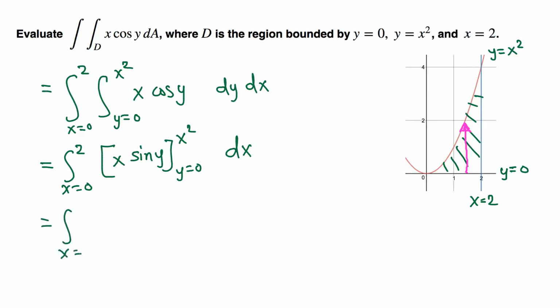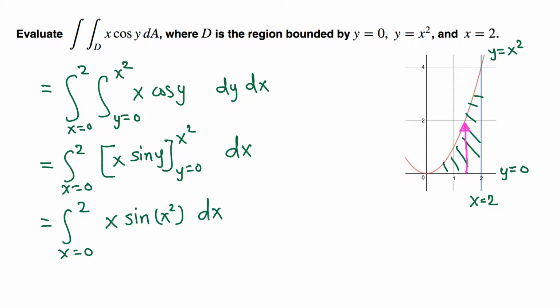So this integral for x 0 to 2, replace y by upper limit minus lower limit, so x times sine x square, minus lower limit y equals 0, so x times sine 0. Sine 0 is 0, so there is nothing. Now we need to integrate this with respect to x.